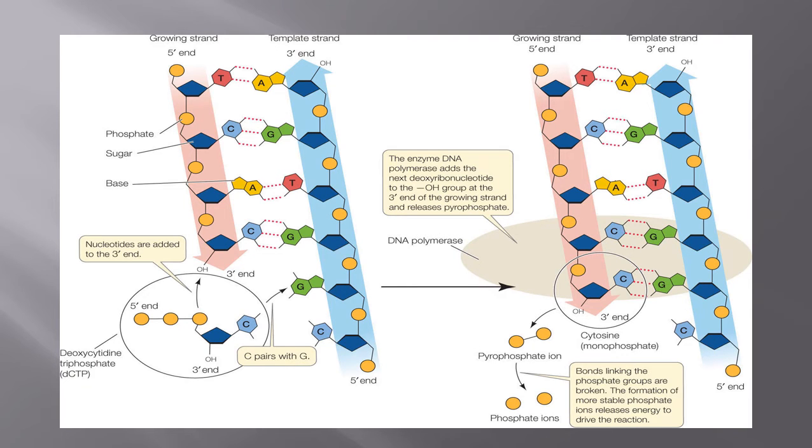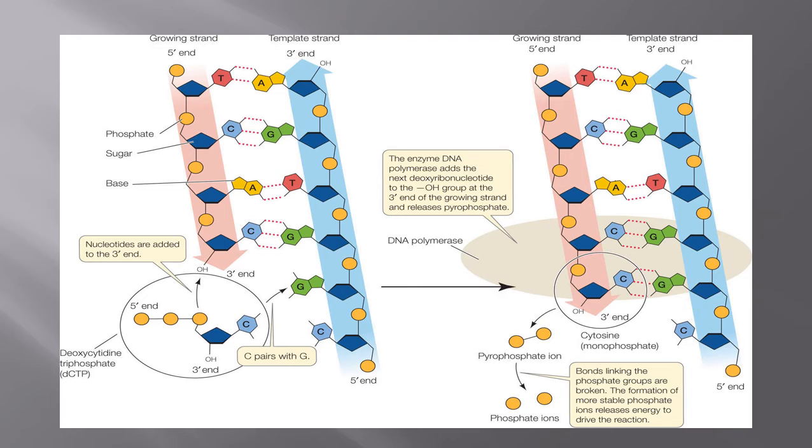Here is another slide which is giving you the template. The original strand is in blue and the growing strand is in pink. You find a new nucleotide which is added at the 3' end of the sugar molecule.